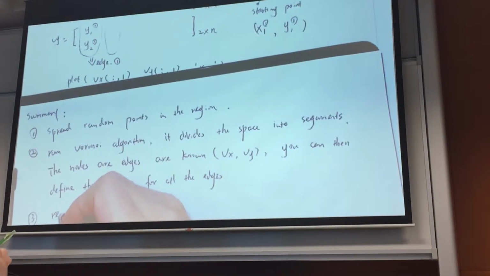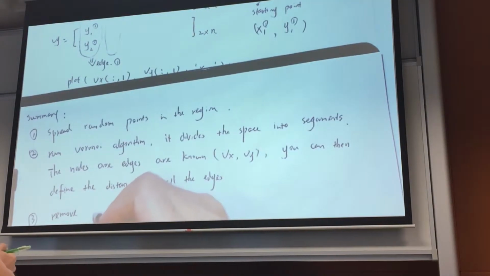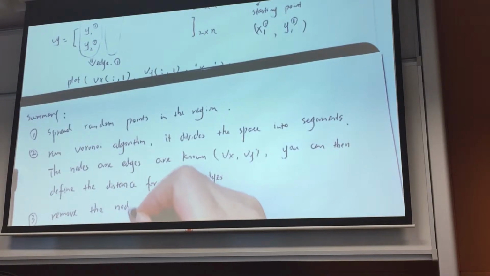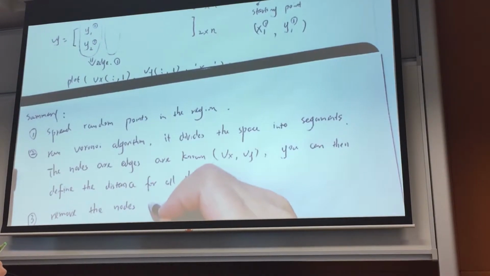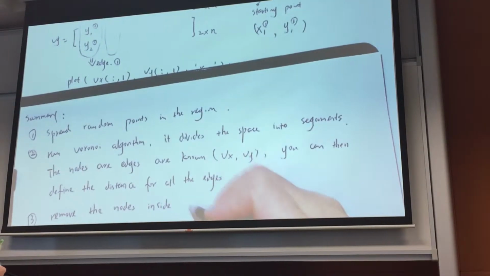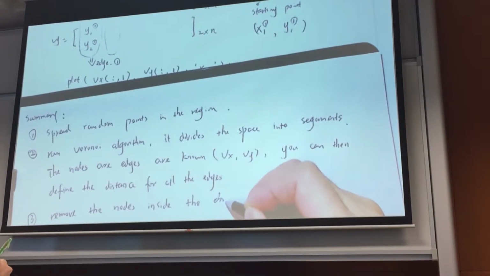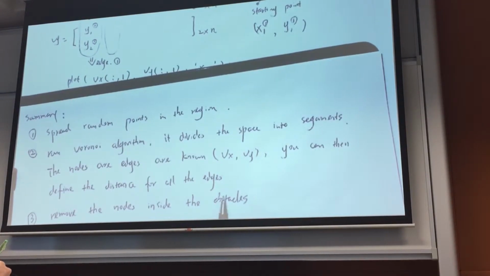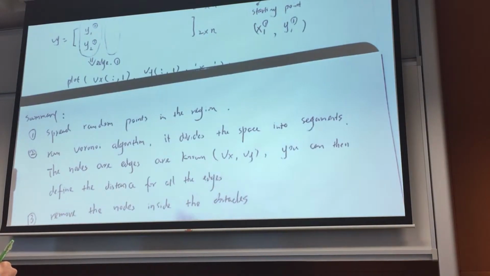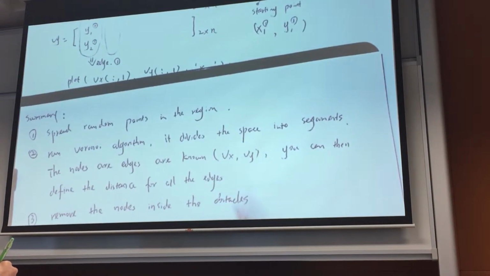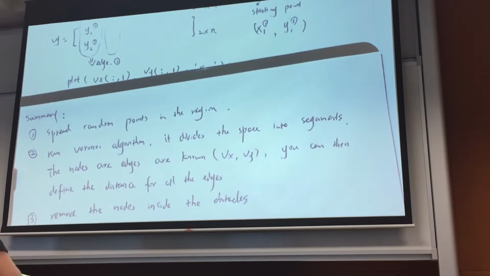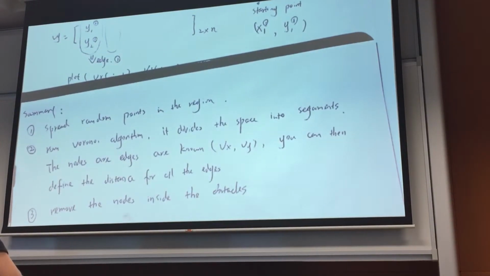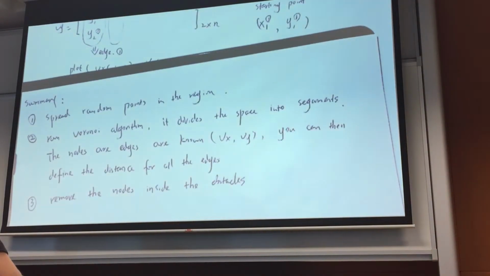So the next step will be to remove the nodes inside the obstacles. Here we assume the obstacles are already well defined, so the shape is known. For example, you have a building, you have a lake, so all this information is already known. So you can use the information to remove the nodes from the map.